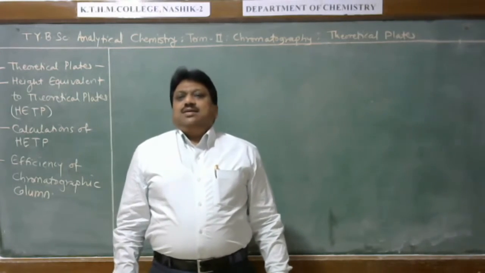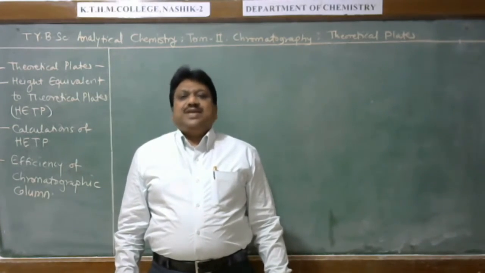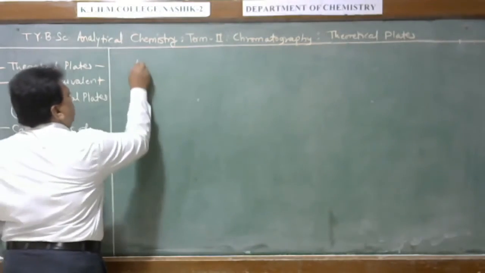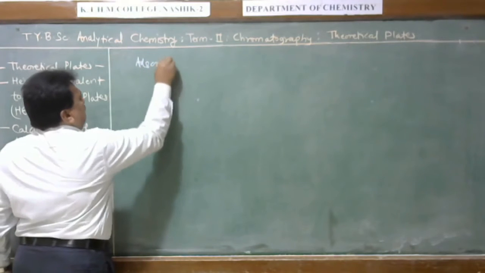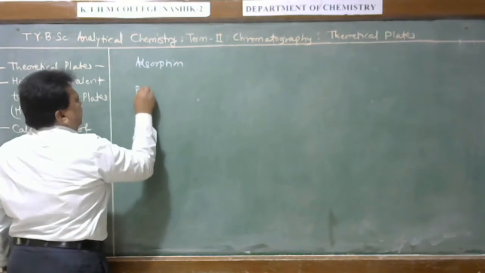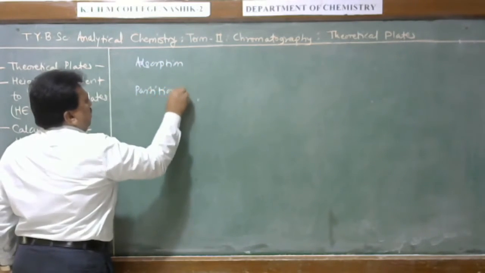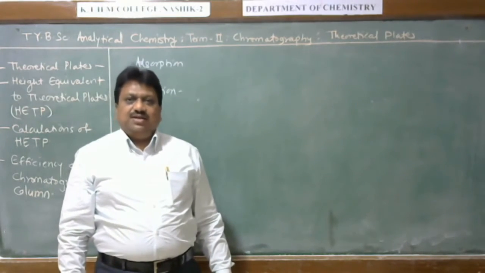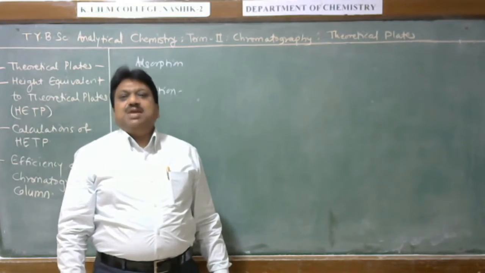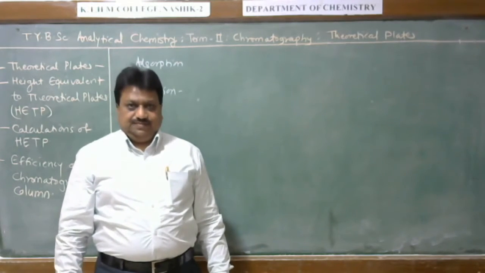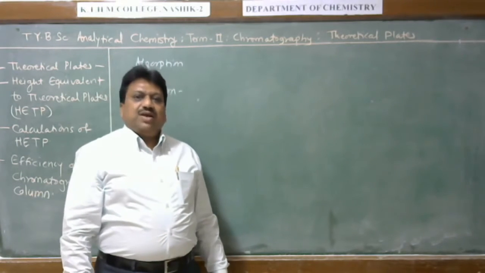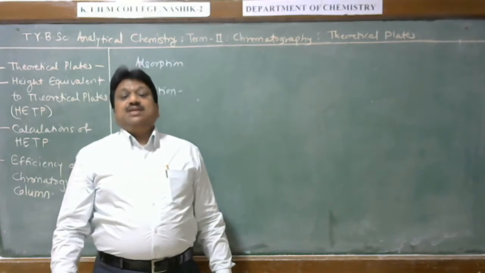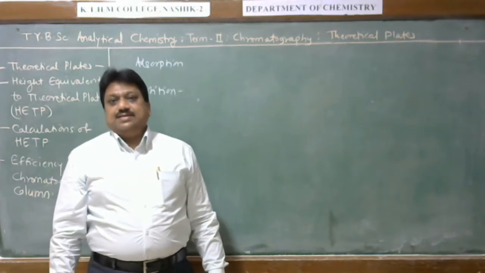Student, we know that methods of chromatographic analysis are broadly classified into two types: the first is adsorption chromatography and the second is partition chromatography. In adsorption chromatography, the stationary phase is a solid adsorbent and the mobile phase may be a liquid or a gas. In partition chromatography, the stationary phase is a liquid, and the mobile phase may be another immiscible liquid or a gas.